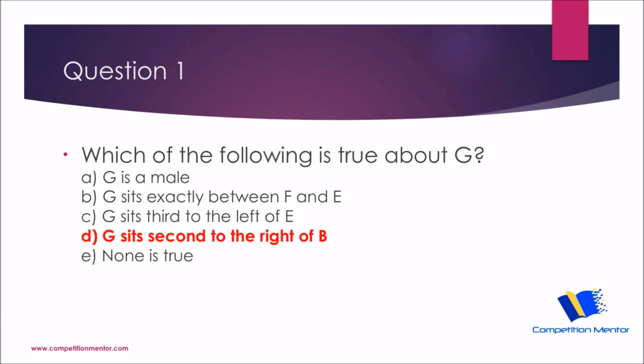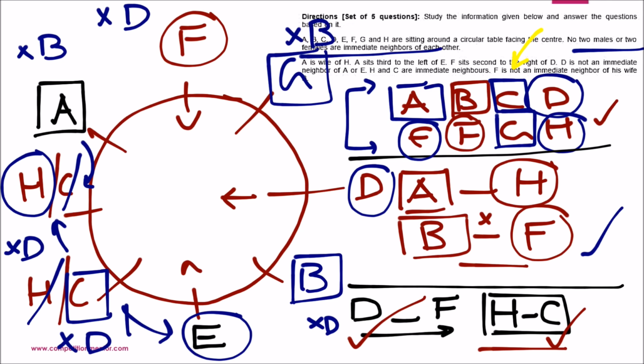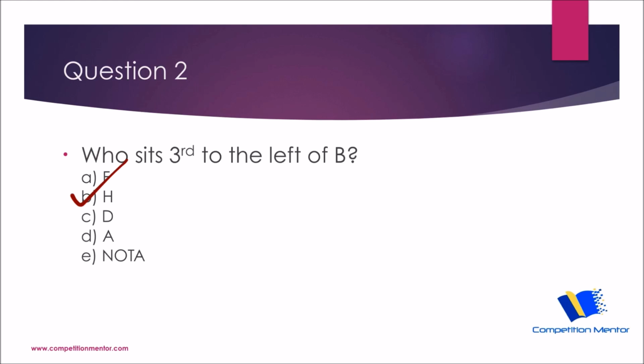Now who sits third to the left of B? Third to the left of B. So B is here facing this direction, 1, 2 and 3. That is H. So we can say obviously H is sitting there. So the answer should be B, right? So that is the correct answer, B.